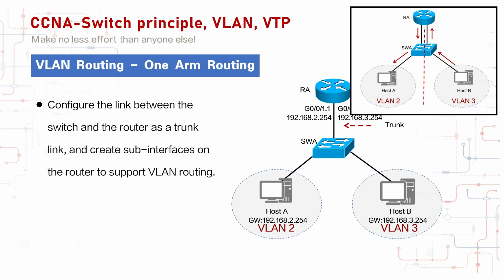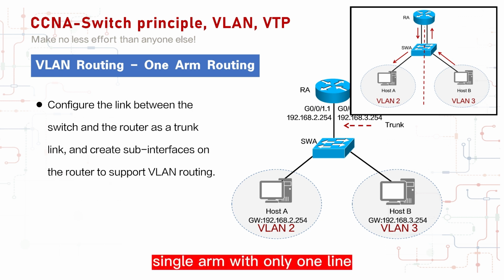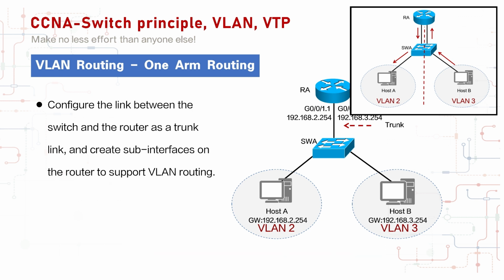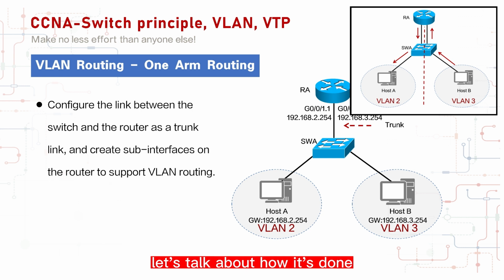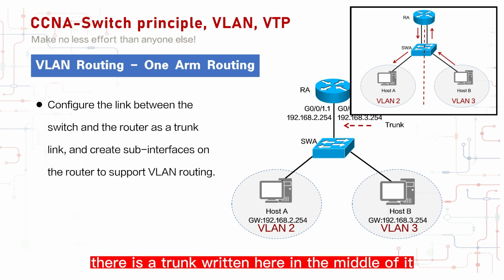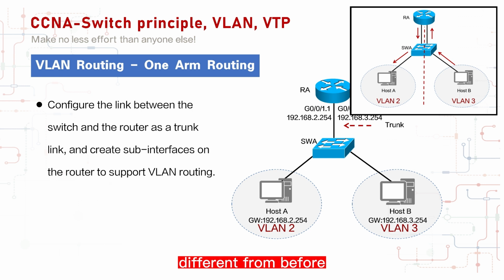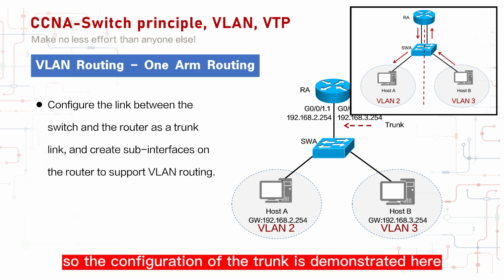In the future, there will be more than just these 2 flows. It can be VLAN 4 or VLAN 5. They can connect, and then all go through this line. Single arm has only one line. Let's talk about how it's done. There is a trunk written here in the middle. Different from before, where it was access, now it is the trunk. So the configuration of the trunk is demonstrated here.